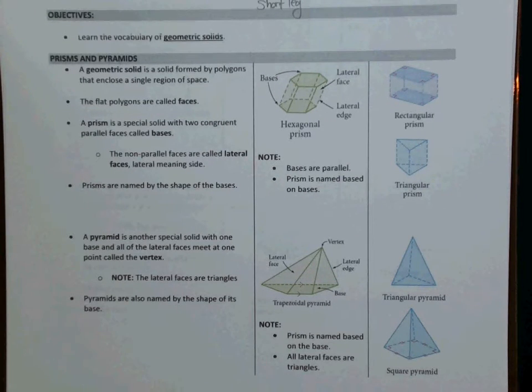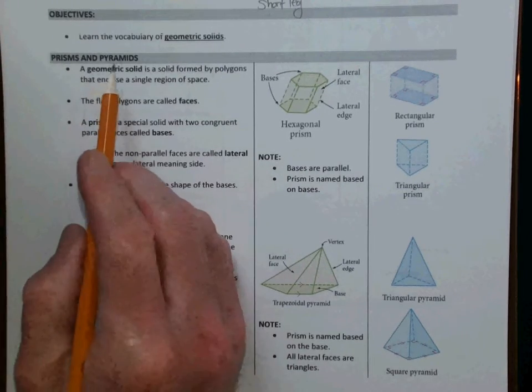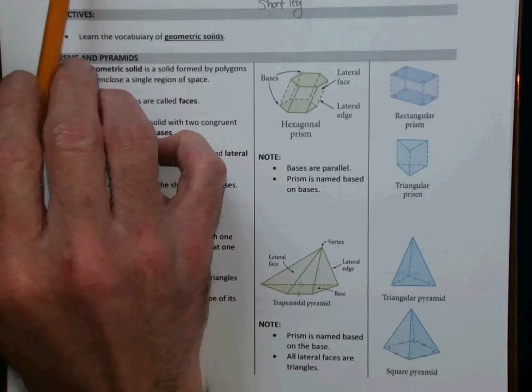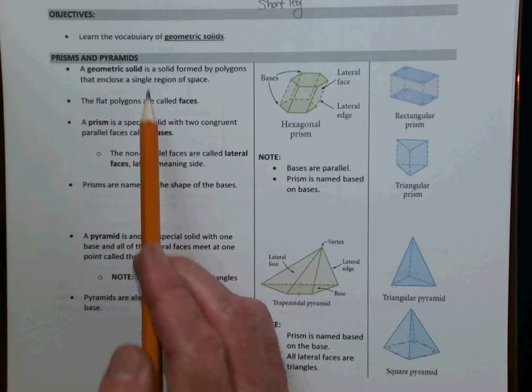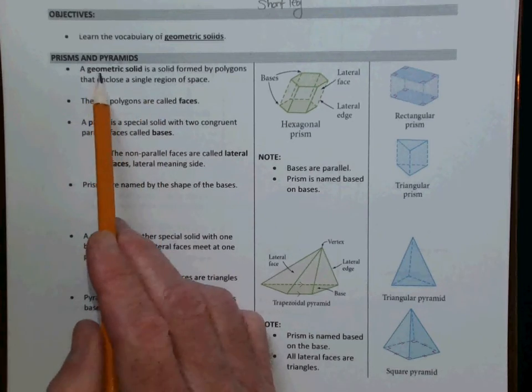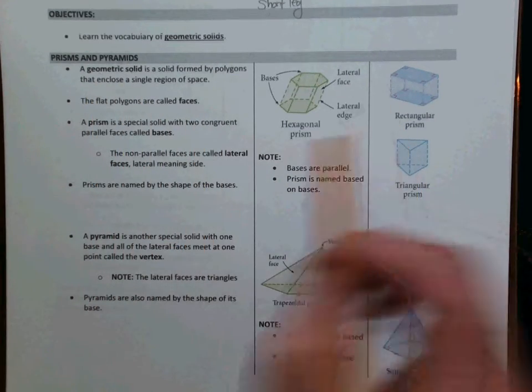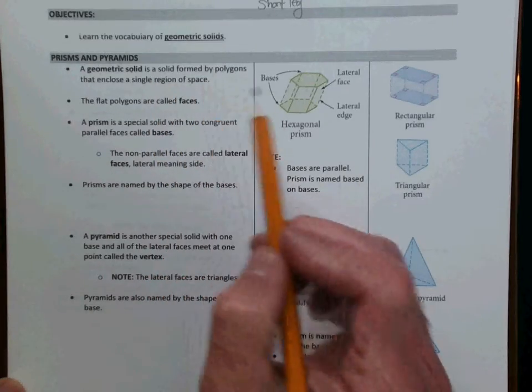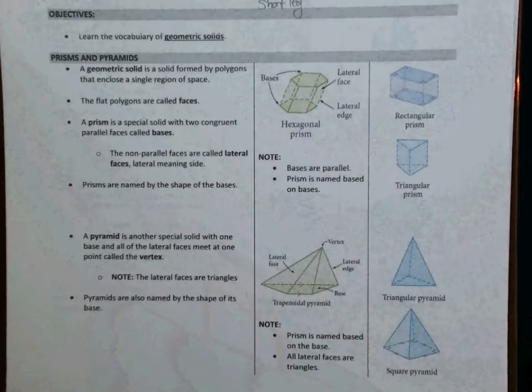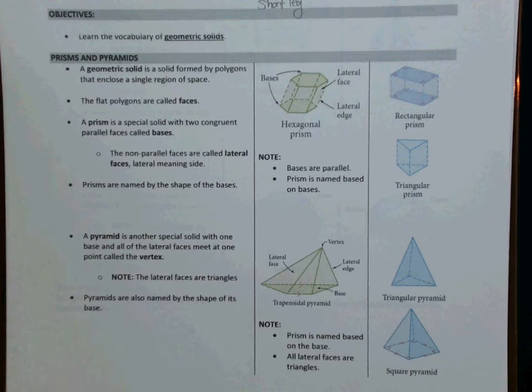Welcome back. This video is going to take you through the prisms and pyramids part of the 11.1 notes. So this chapter is mostly going to be about geometric solids. A geometric solid is any solid that's formed by polygons enclosing a region of space. You could think of it as like a box, but they're going to have creative shapes.